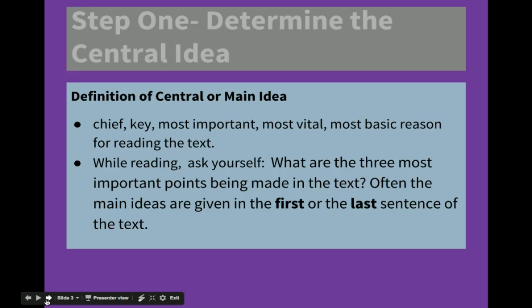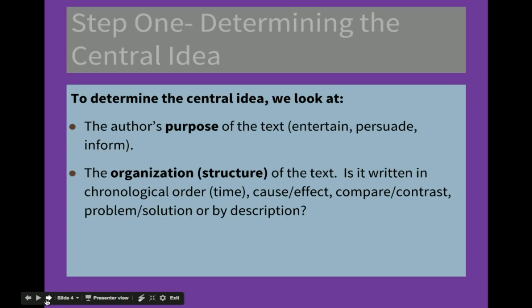So while you're reading, think about, okay, what important points are being made in the text? And oftentimes you're going to find that these are in the first or last sentence of the text. So that's a little cheat to help you identify what the main idea is. You also want to think about, okay, what is the author's purpose? Was it to entertain, persuade, inform, describe?